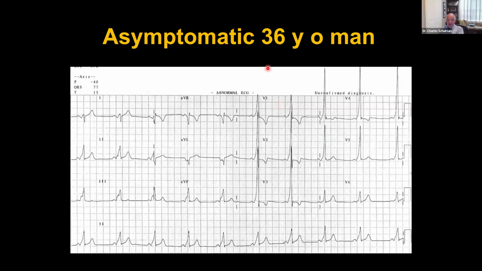Okay, now here's an asymptomatic 36-year-old man with a very funky looking QRS complex. The QRS complex is wide. You notice it's wide. But there's something funny looking about this. There's a very short PR interval and what's called a delta wave, a slurred upstroke to the beginning of the QRS. Do you know what this is? Is this bundle branch block?